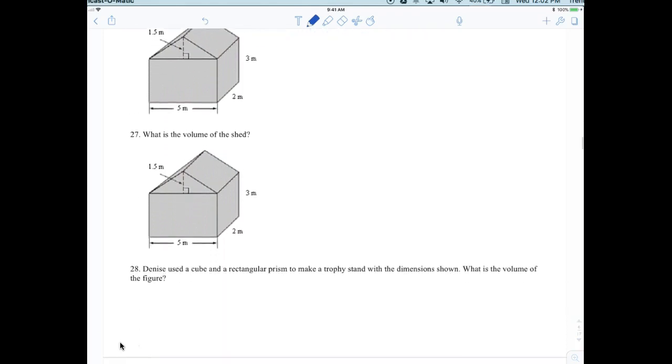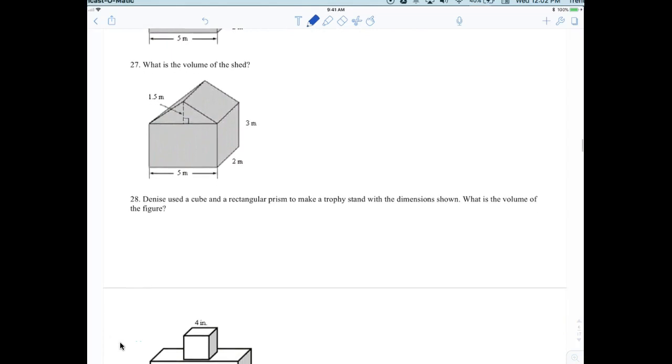27. Here we go. For question number 27. Now you're supposed to look up and you're supposed to say, what shapes do you see? I see a triangular prism and a rectangular prism. So we have volume equals 1/2 little b, little h, capital H, plus length times width times height.